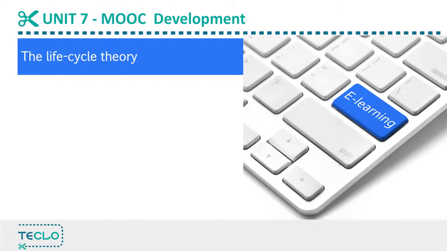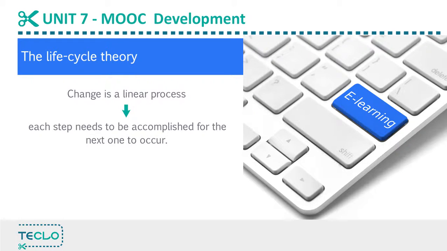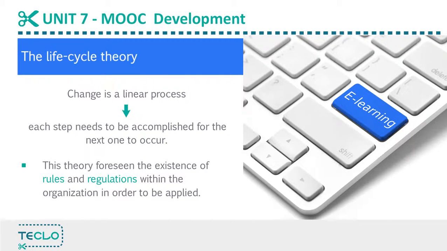The life cycle theory. According to the life cycle theory, change is a linear process. Each step needs to be accomplished for the next one to occur. This theory foresees the existence of rules and regulations within the organisation in order to be applied.